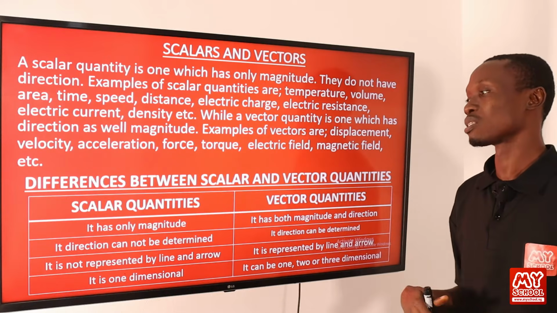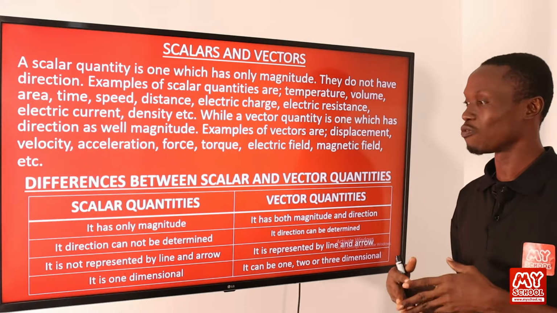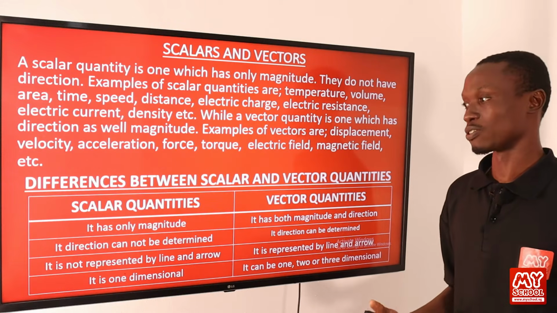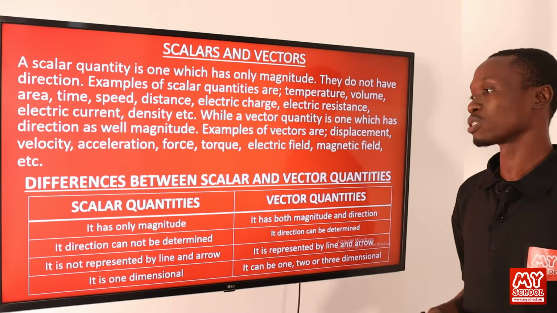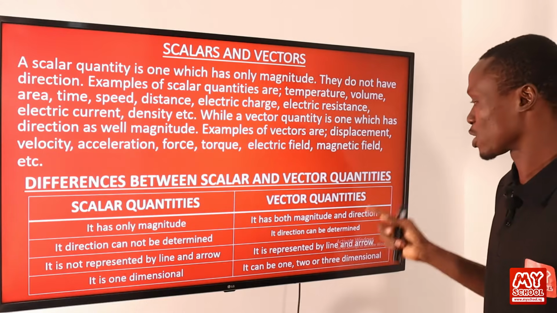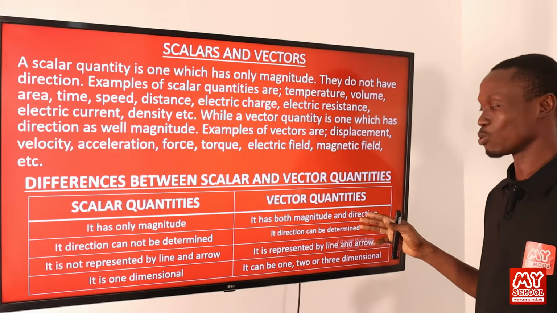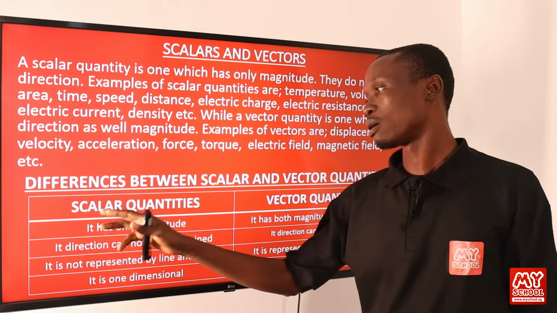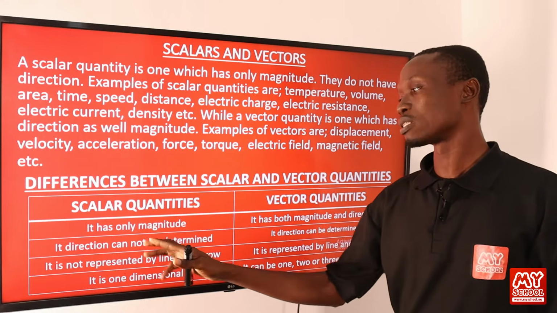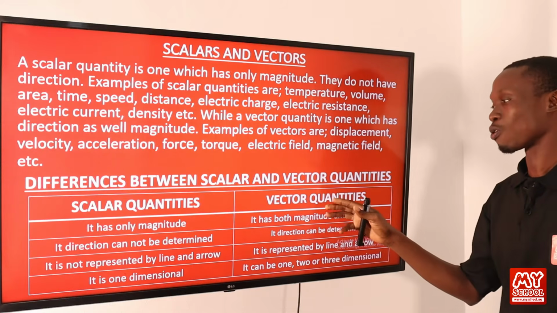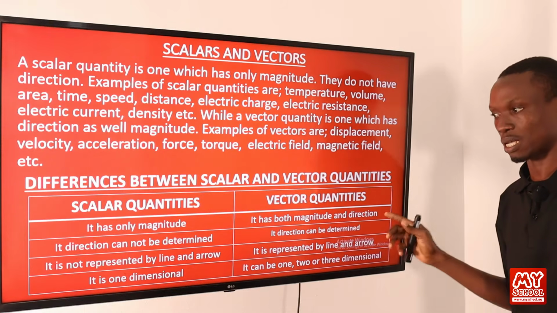So let's quickly look at the difference between scalar and vector quantity. From that definition, you can even pick out their differences. One, a scalar quantity has only magnitude, while a vector quantity has both magnitude and direction. The direction of a scalar quantity cannot be determined, whereas the direction of a vector quantity can be determined.